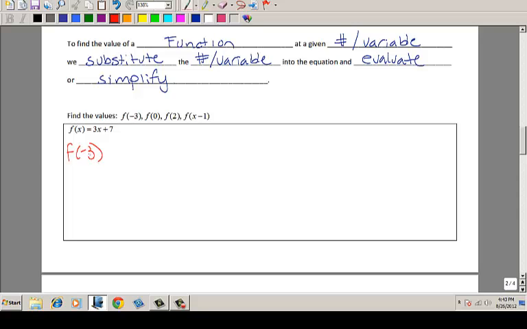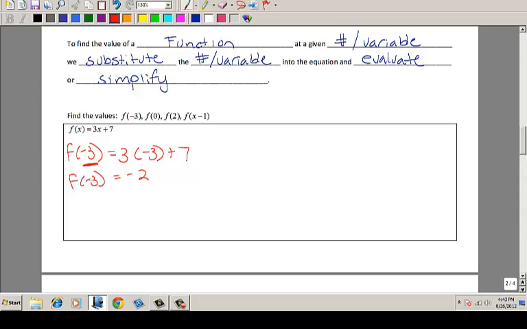What f of negative 3 is telling us to do is to substitute negative 3 everywhere there was an x in my equation above. So instead of writing 3x plus 7, well, now since x is negative 3, I write 3 times negative 3 plus 7. So I have replaced that x with negative 3. If I clean this up, I get negative 9 plus 7, or negative 2.